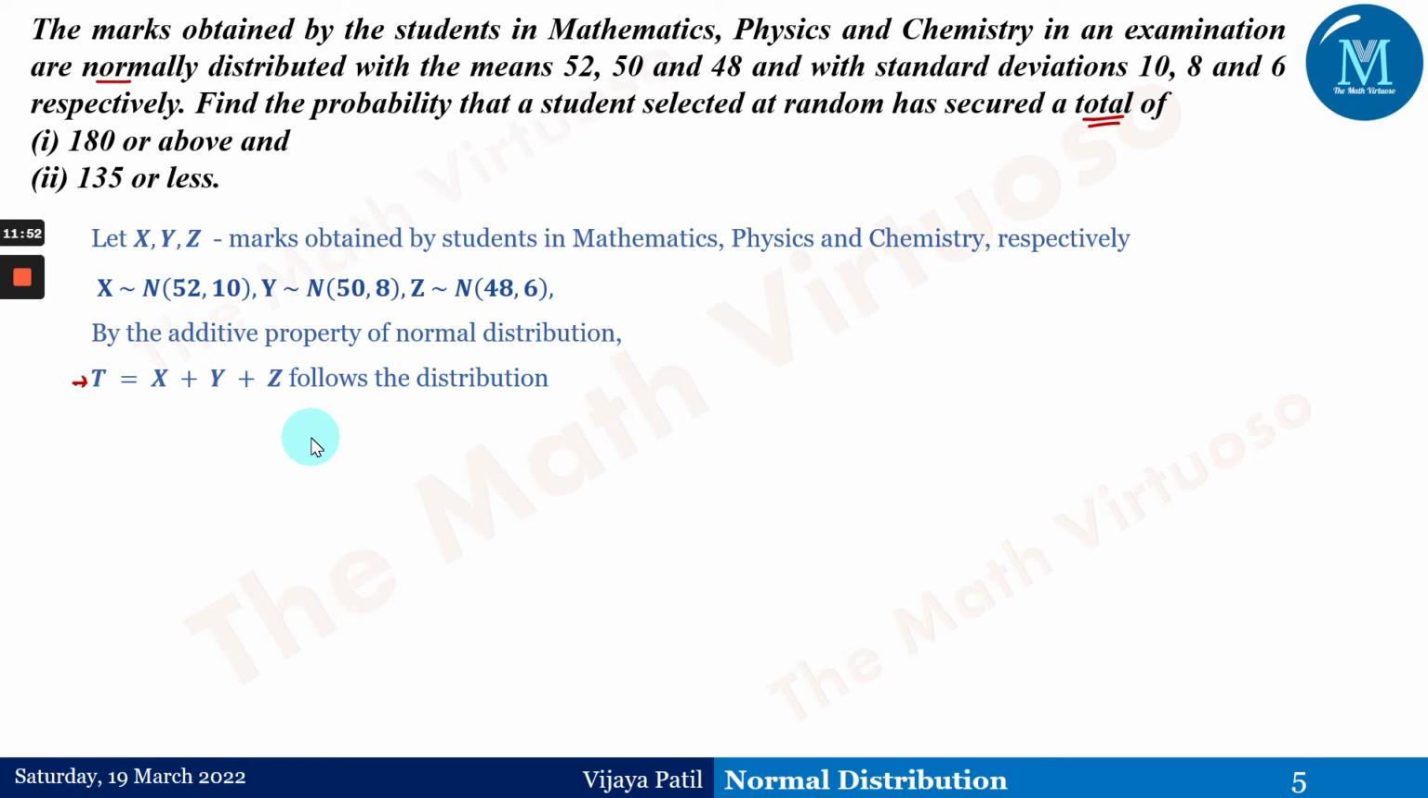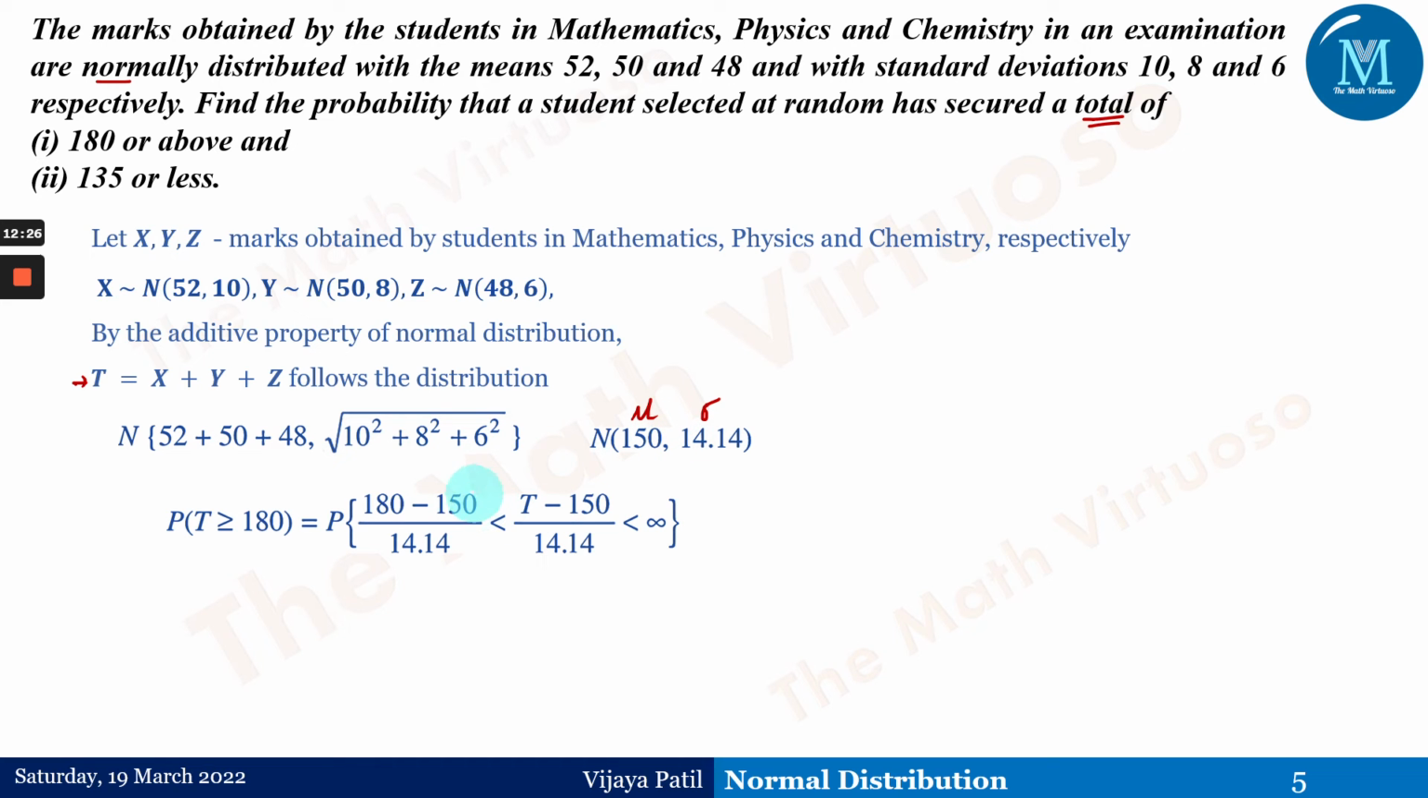So this is a new variable we are defining. As we are defining a new variable, we have to have its normal distribution. What is that? The addition of the means, that is 52 plus 50 plus 48, gives us the mu of the new distribution t, which is 150, as well as the standard deviation. It is taken as the square root of 10 squared plus 8 squared plus 6 squared, which gives us 14.14. So this is nothing but sigma.